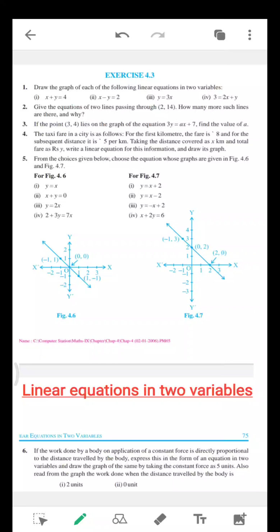Welcome back everyone. In today's session we are going to see question number 5 and 6 of exercise 14.4.3. In the previous sessions we have seen question number 2, 3 and 4.